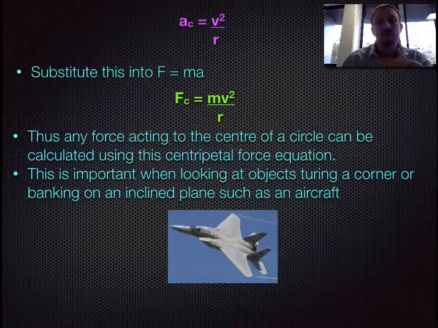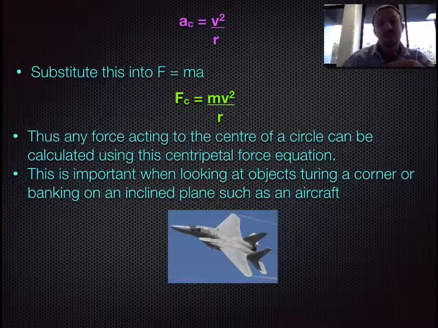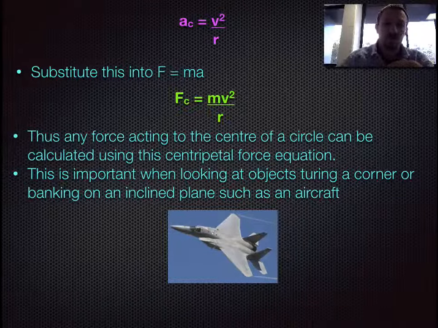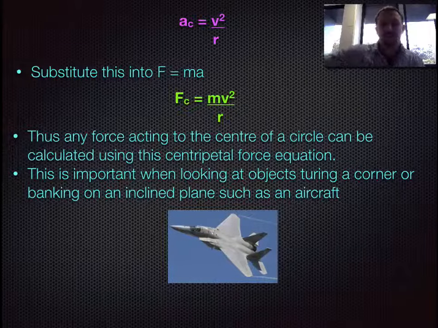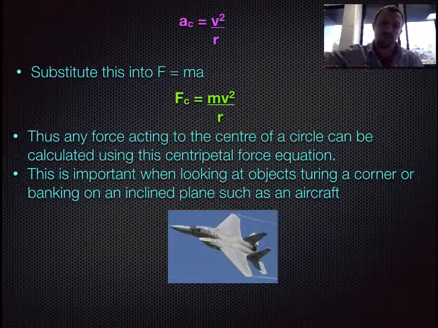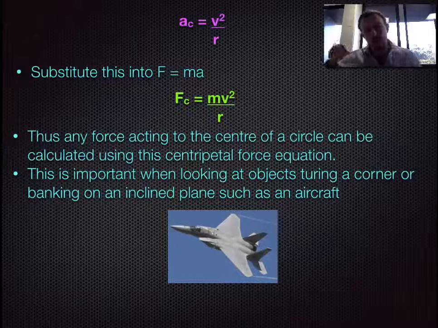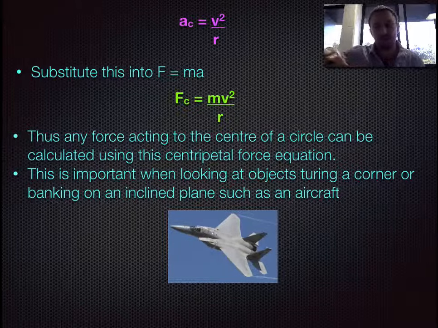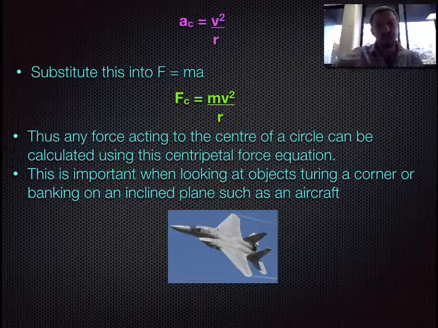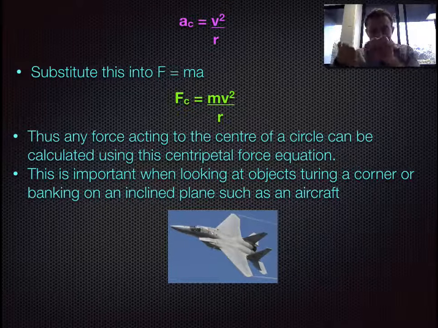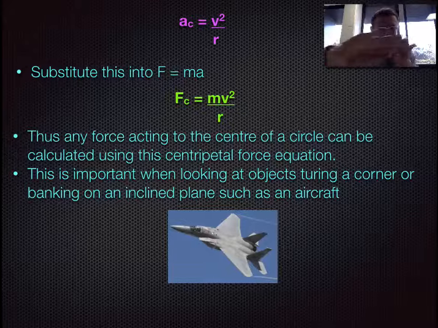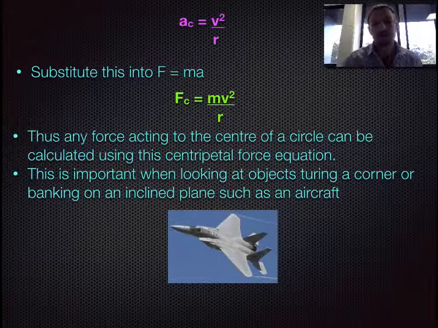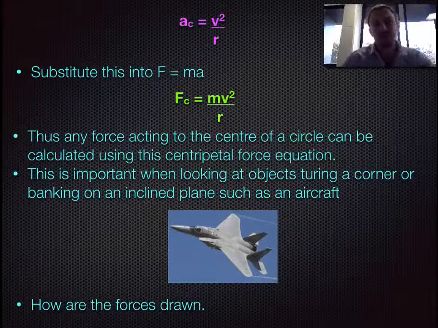For example, look at this jet fighter as it turns a corner. You can see that it's banking, so there's our inclined plane, and it's being pulled round using centripetal force, which is allowing its velocity to change. Even though the speed will be constant, the direction changes, causing it to accelerate. So how are these forces drawn?